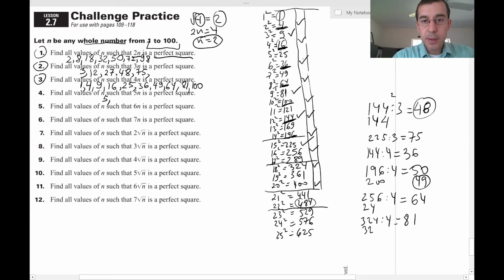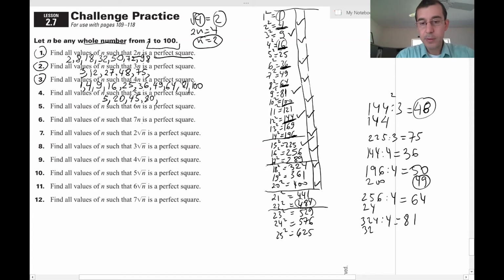Then 36, 49, 64, 81, 100. The number ends in 0 or 5. 100 ends in 0, so 100 divided by 5 is 20. Then 121, 144, 169, 196, 225 ends in 5, so 225 divided by 5 is 45. Then 256, 289, 324, 361, 400. 400 ends in 0, so 400 divided by 5 is 80.